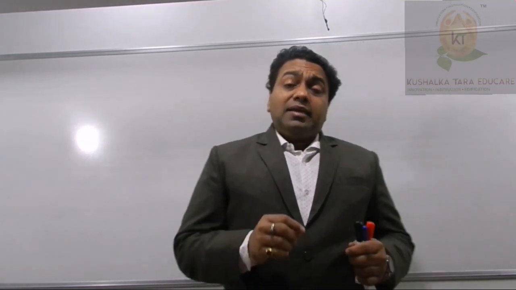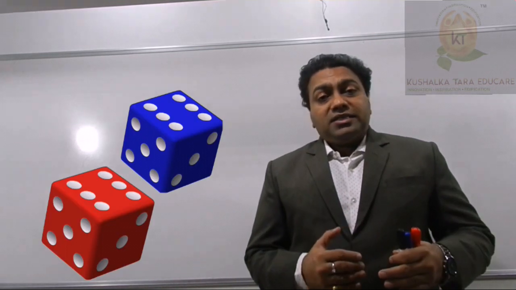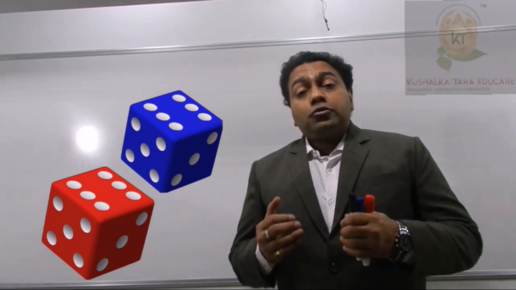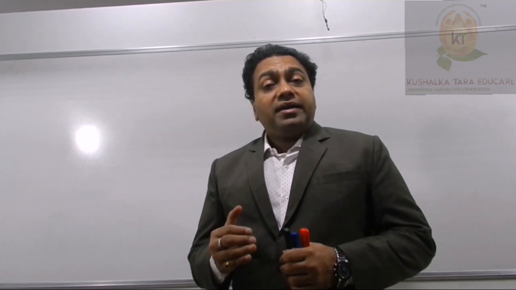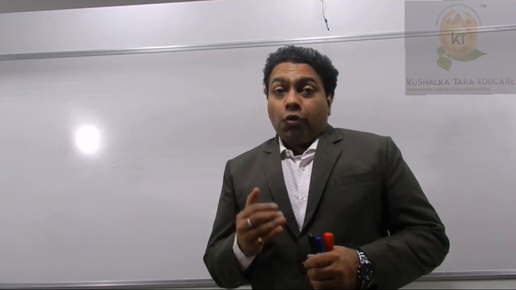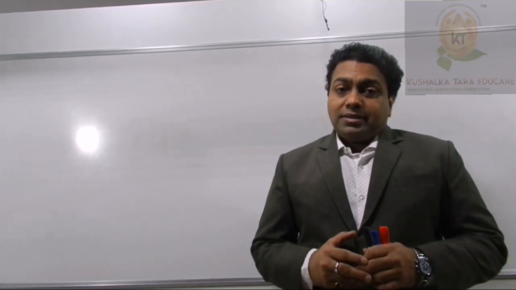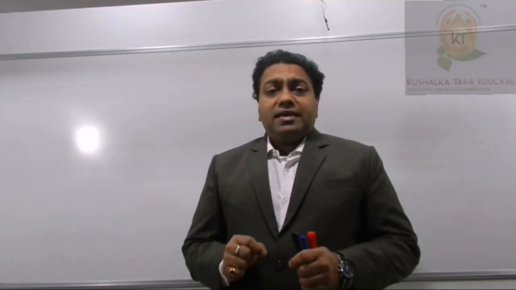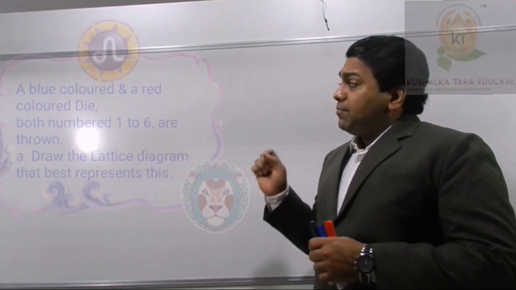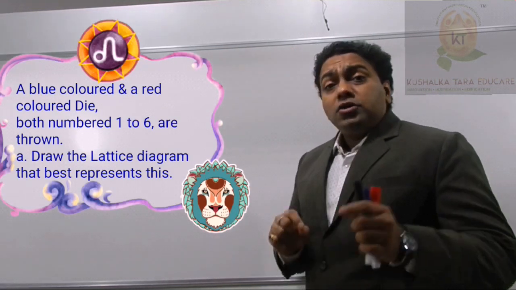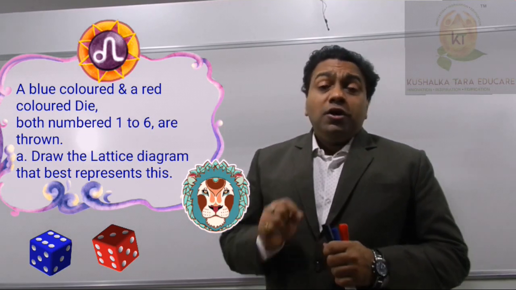The question says that there are two dice, a blue colored die and a red colored die. When the blue colored die and the red colored die are thrown, and both dice are numbered 1 to 6, draw the lattice diagram first of all to show all the probable occurrences. Now, in order to understand the lattice diagram, you need to go through this entire question. So step number 1, you're supposed to draw the lattice diagram.